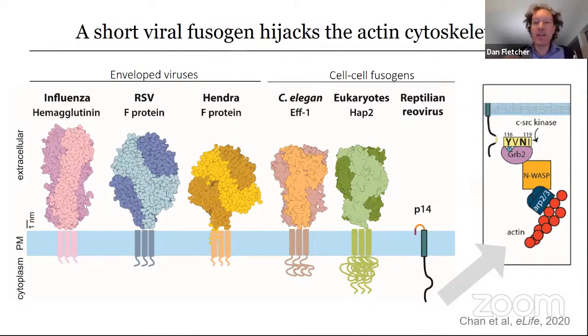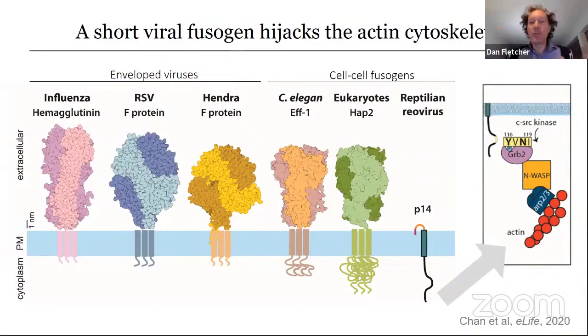But what does a virus do that expresses a fusogen with an ectodomain that's only about a nanometer tall? Well, it just so happens that this virus has figured out how to hijack the actin cytoskeleton to generate the forces that we think are necessary to push that fusogenic ectodomain into contact with the opposing membrane. So it's not tall enough on its own, so it needs to recruit some help internally to generate the contact to fuse.